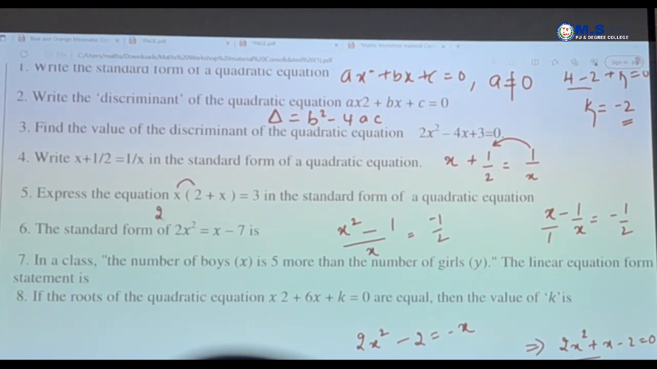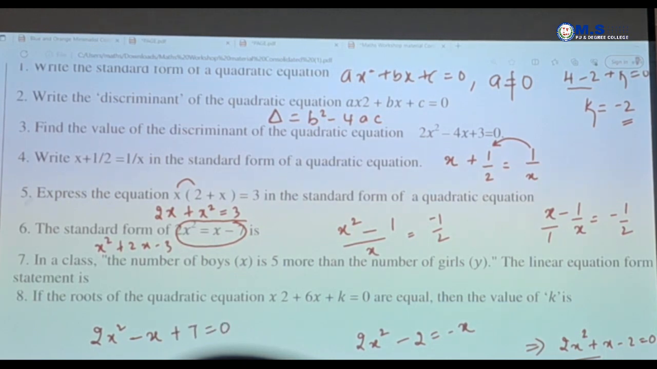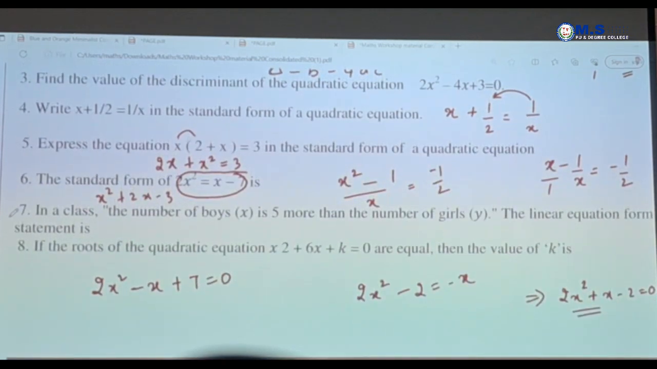2x into x equals 3. Shift and rearrange the terms. What we get? x square plus 2x minus 3. Is this the standard form of quadratic equation? No. 2x square. Shift plus x to LHS, it becomes minus x. The second question is not a question for quadratic equation.